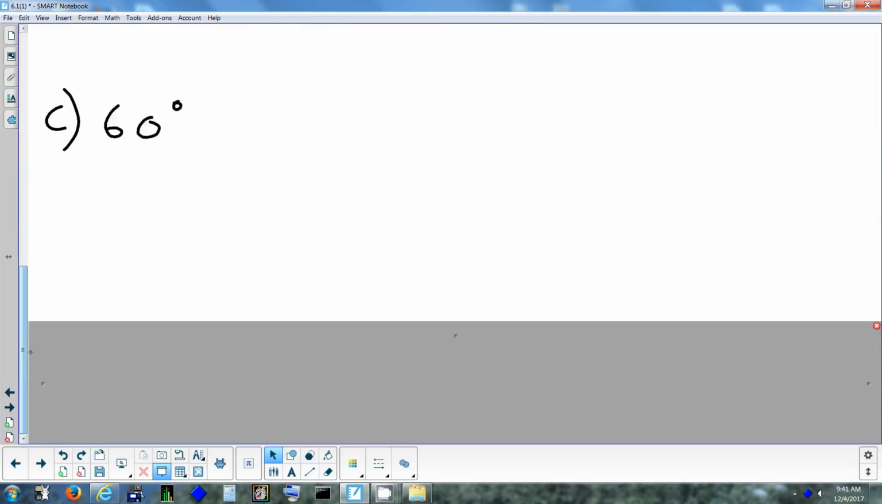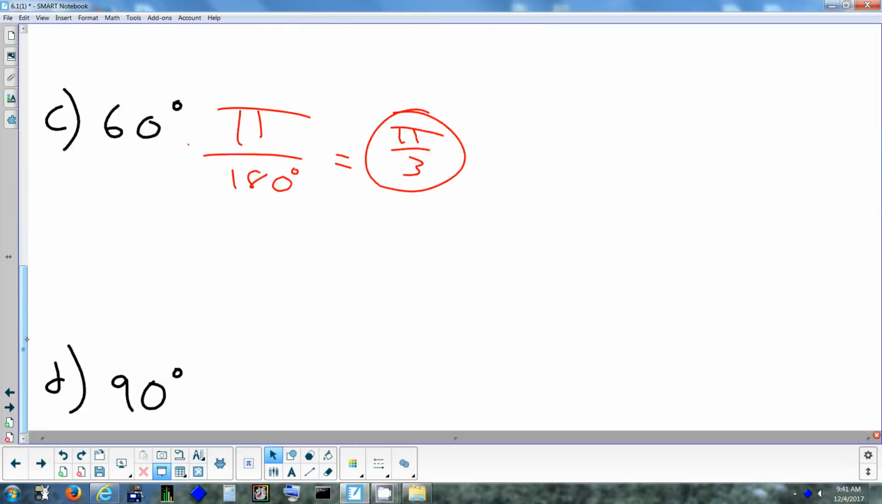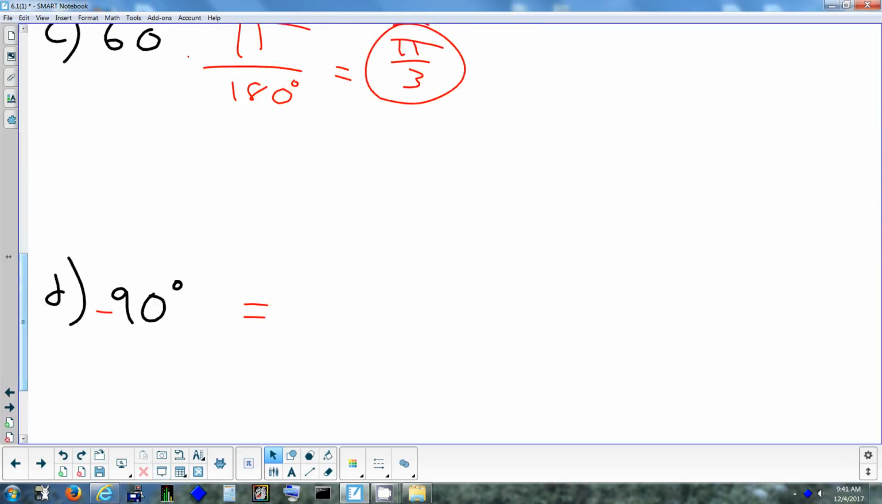All right. 60. Well, let's just do it quick. Anyone think they could tell me what that would be once you reduce? Pi over 3. Yep, pi over 3. And let's try one with a negative. Let's do negative 90. Negative doesn't change anything, other than when you write your final answer, put a negative in front. Okay. Anyone think they could tell me what negative 90 would be in radians? Yep. Negative pi over 2. Negative pi over 2. Perfect.